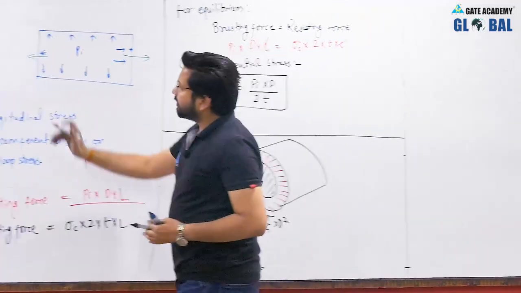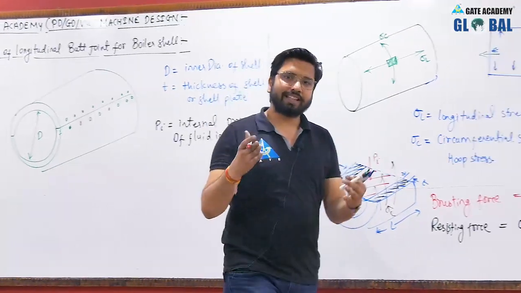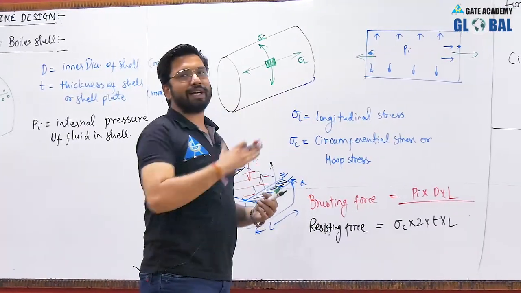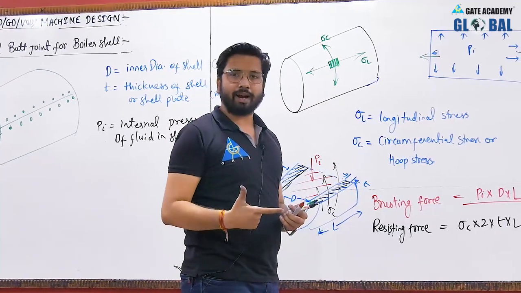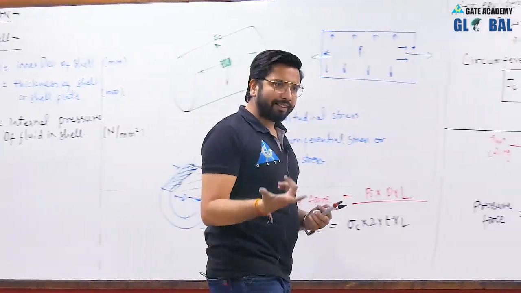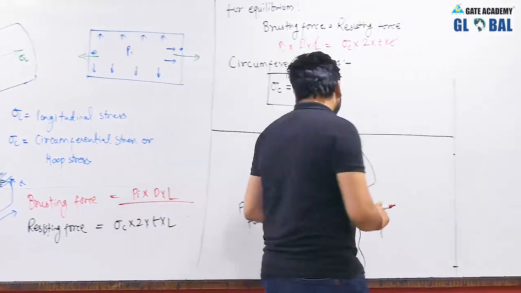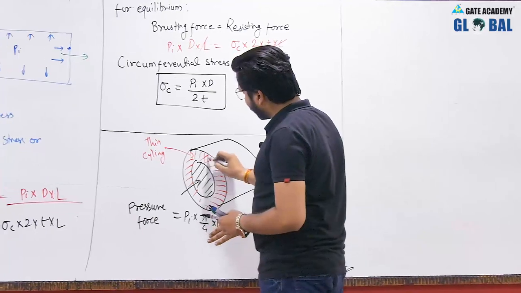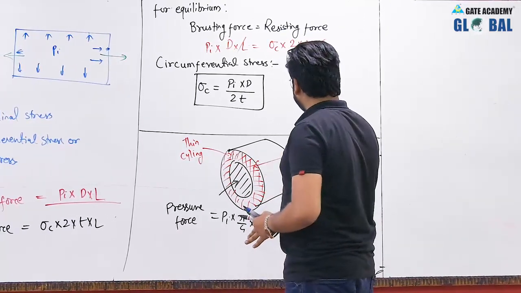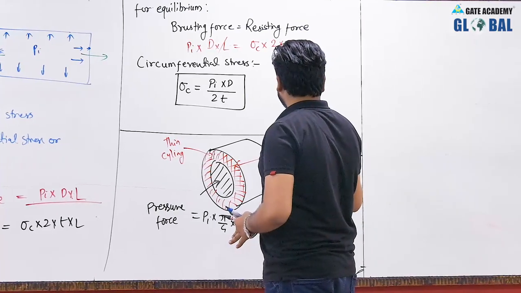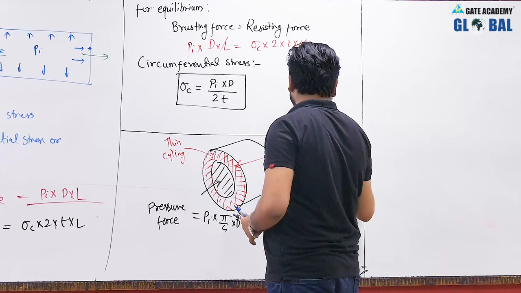As you can see, sigma l, the longitudinal stress, is the stress on the cross section. How can we say that? Because on cutting the section perpendicular to the direction of the stress, we get the cross section area. This is the simple method to find at which cross section the stress is present, that is the method of section. Through the method of section, it is very clear that here we will have the longitudinal stress. This will be the resisting area, equal to pi into d into t.